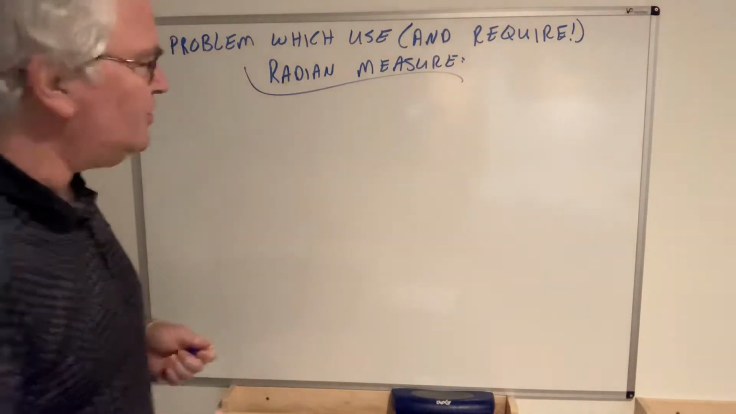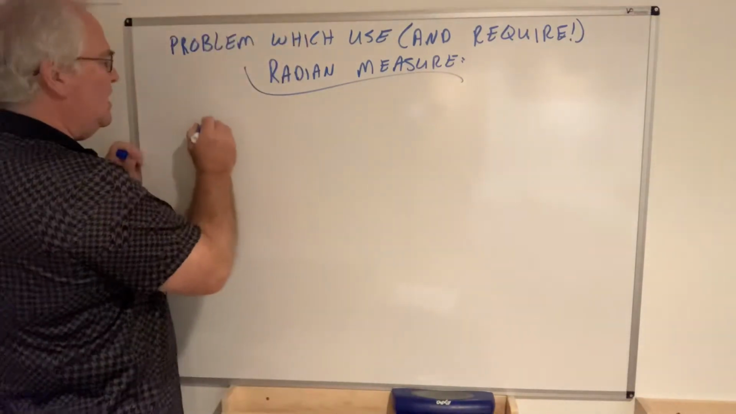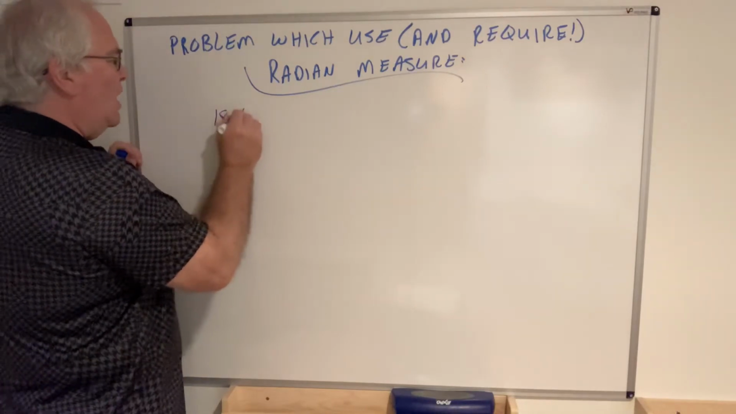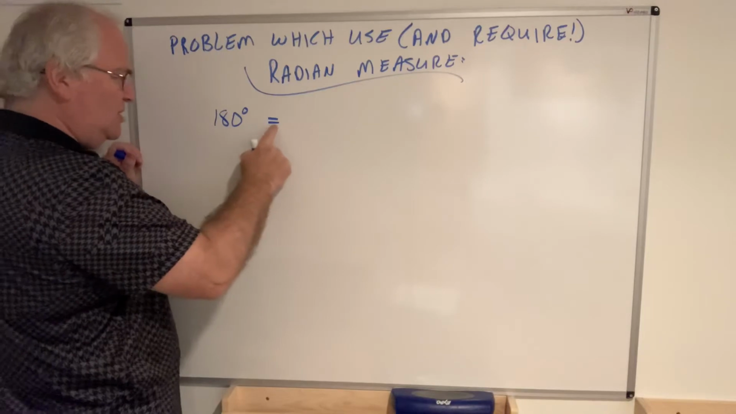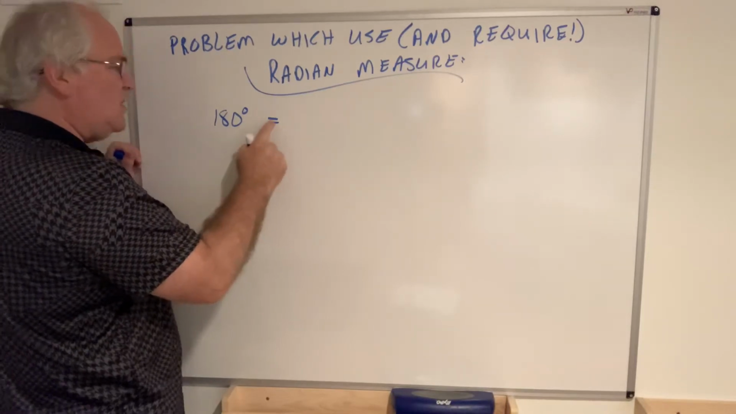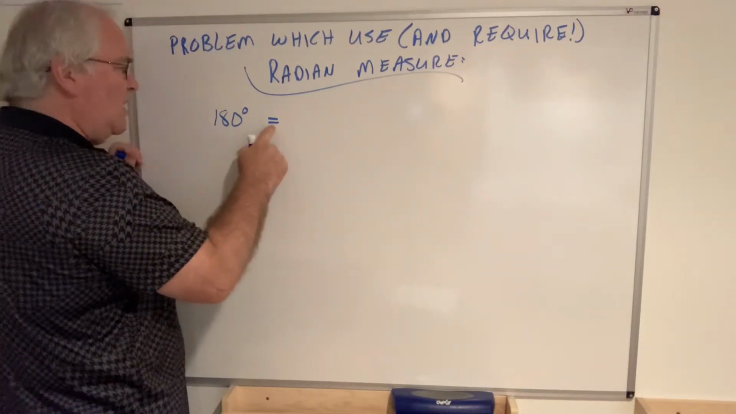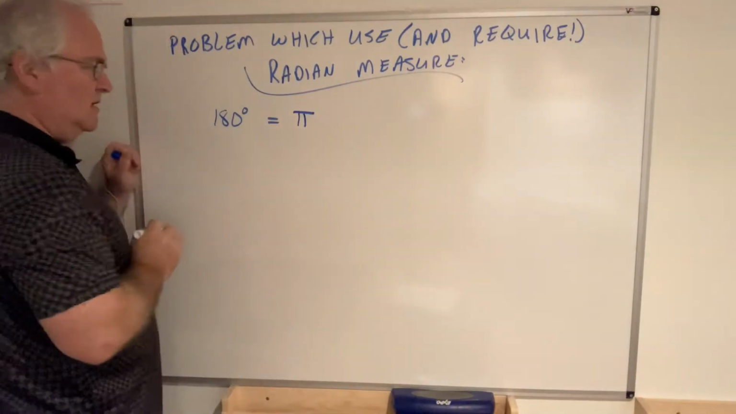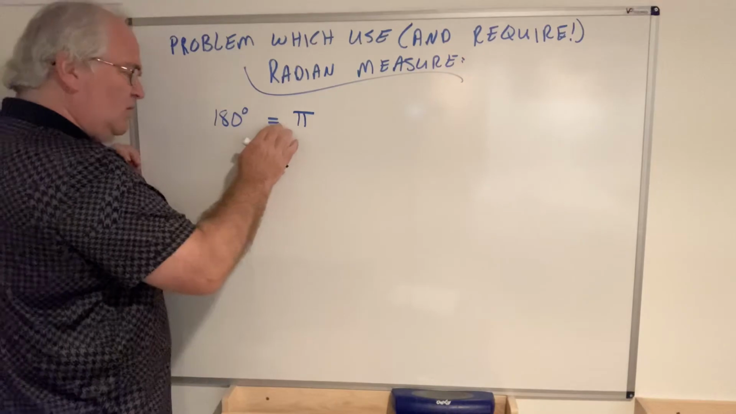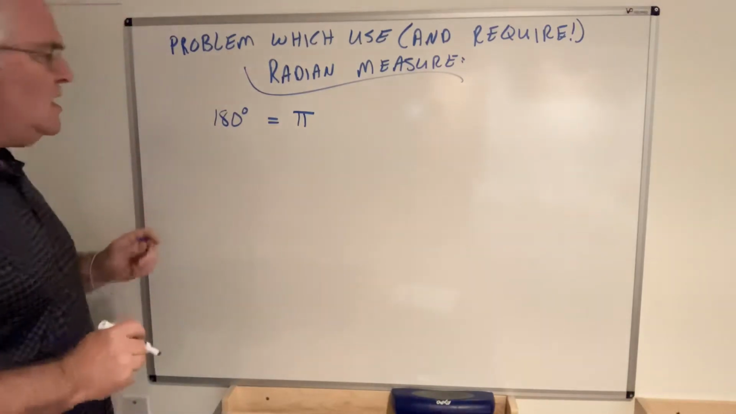Now, there are a couple of basic principles we want to have. The first we've mentioned before is the relationship: 180 degrees corresponds to pi radians. I'm using an equals symbol here, though I shouldn't, but I'm just saying 180 degrees corresponds to pi radians. And the reason I'm using this symbol is because I can do this.